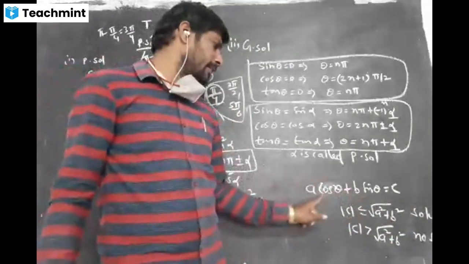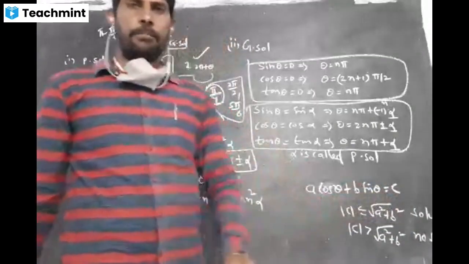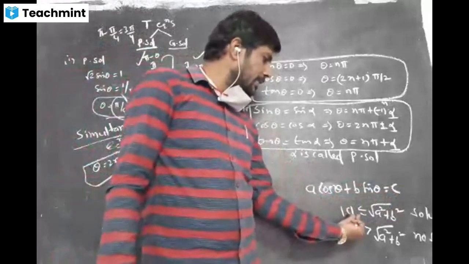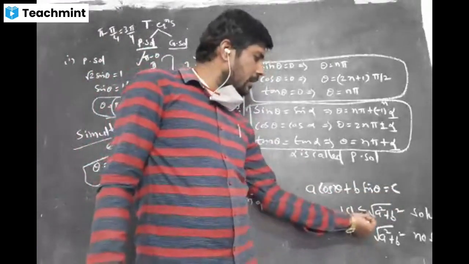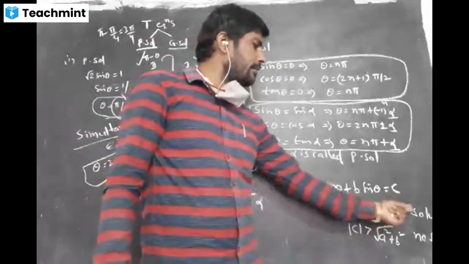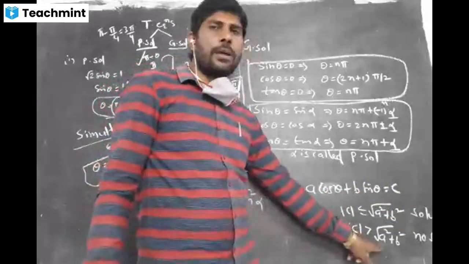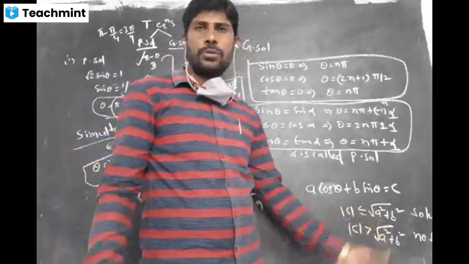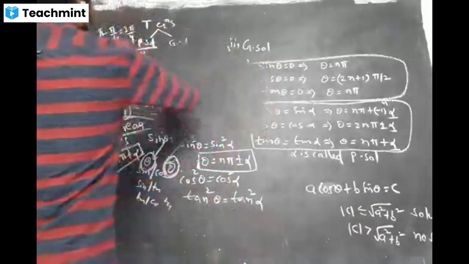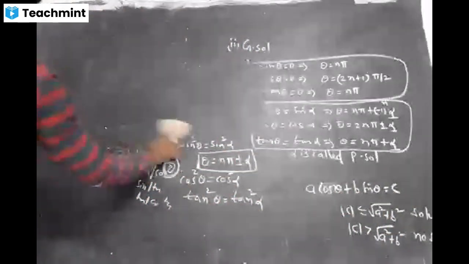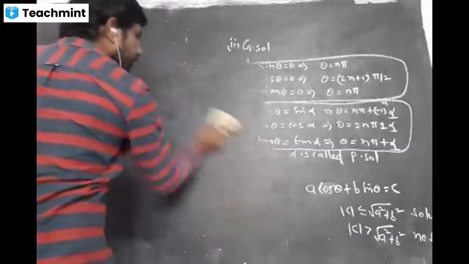In this type of equation, whenever a cos theta plus b sin theta is equal to c is given, first we compare these two values: whether mod c is less than or equal to, or greater than, under root a square plus b square. Whenever mod c is less than or equal to under root a square plus b square, we have a solution and we find it. When mod c is greater than under root of a square plus b square, there is no solution. So these are all the formulas of trigonometric equations. Now we can do problems on trigonometric equations.